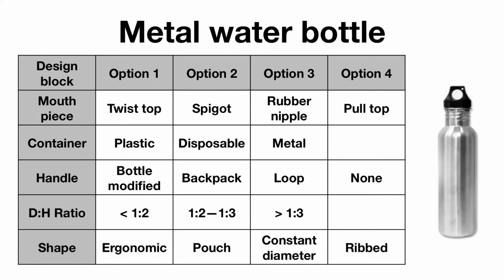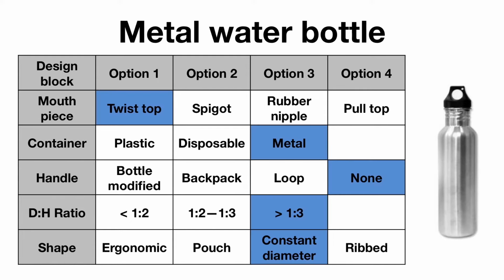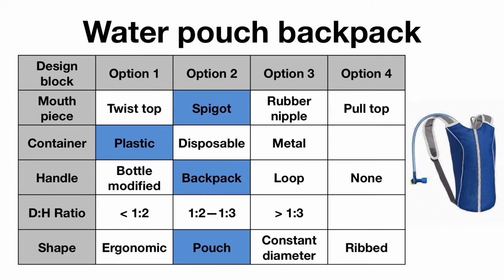In most cases, when constructing a solution using a Morph chart, we selected one option for each row. However, there are a few exceptions. Sometimes we skip a line. This is the same as putting none. For the design block of handle, none was an option, and it was selected for the metal water bottle and some others. Another example is the construction of the water pouch, held like a backpack.